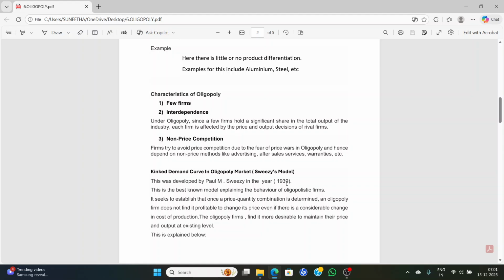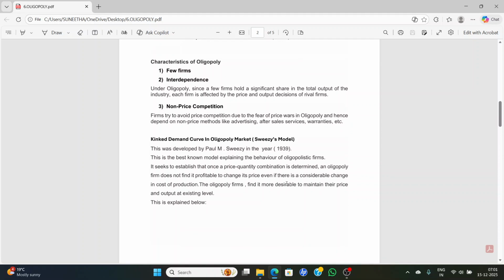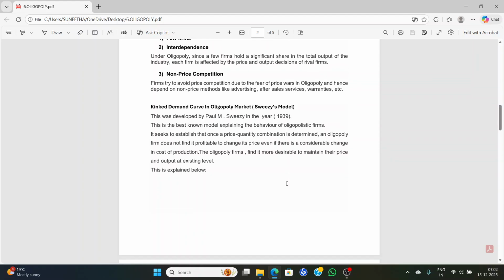So as you see, the characteristics of oligopoly are that there are few firms. Each and every firm is interdependent on the other, and the most important feature in oligopoly is that the firms do not change their price, and they resort to non-price methods like advertising, after-sales service, etc. to increase their output.